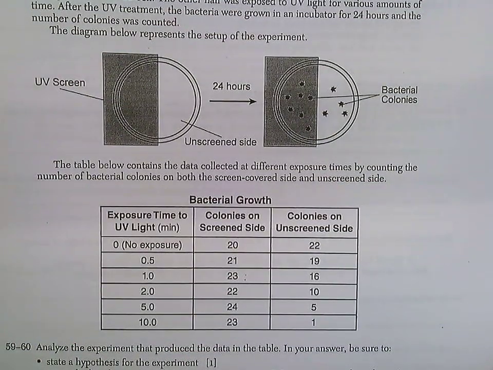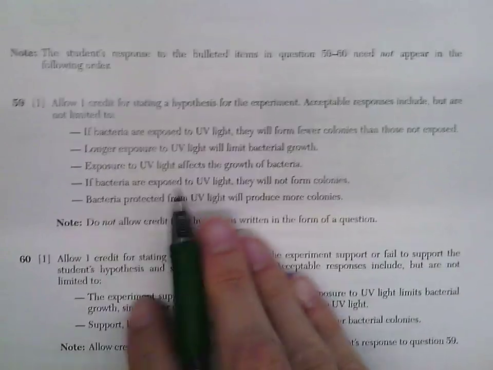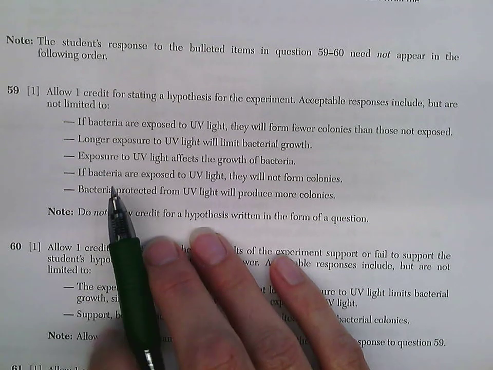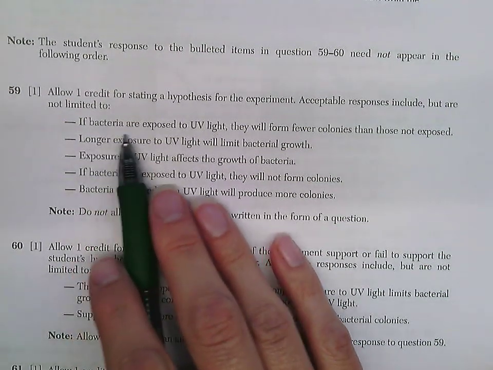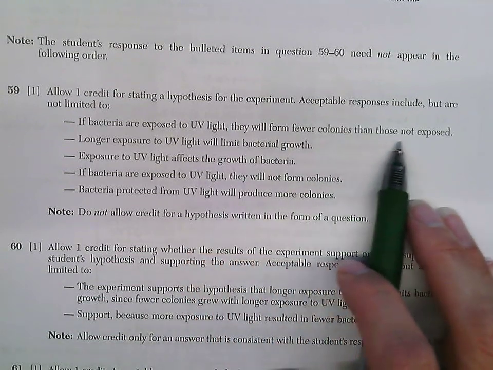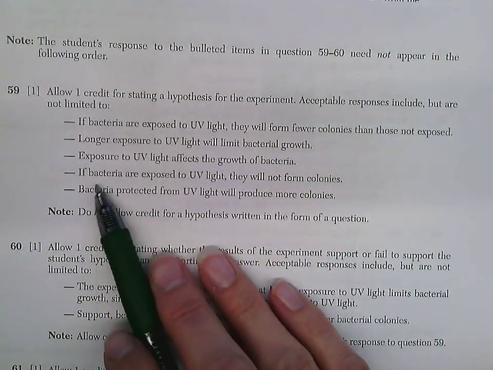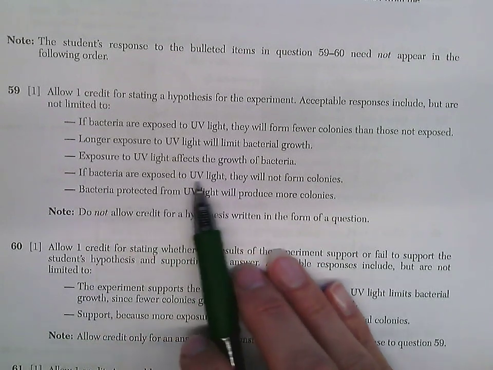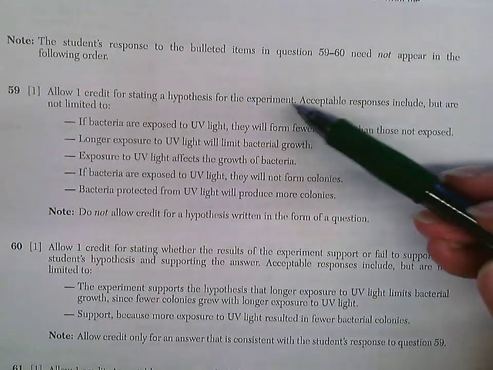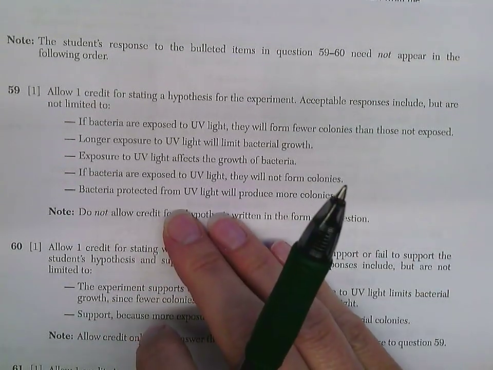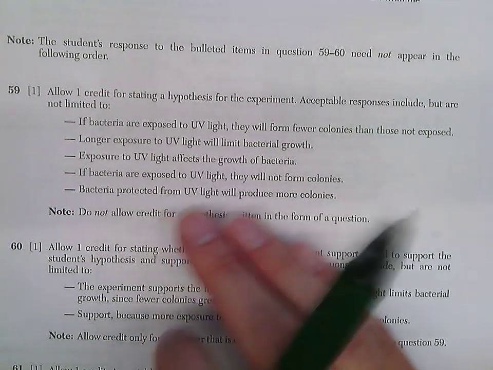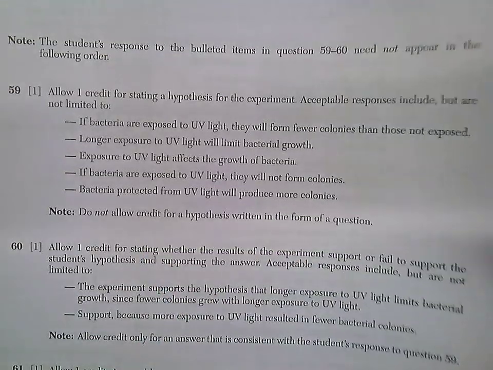So some potential ways of stating your hypothesis are shown here. The one that we practiced the most in class were the if-then ones, right? So we have, if bacteria are exposed to UV light, then they will form fewer colonies than those that are not exposed. Here's another if-then: if bacteria are exposed to UV light, then they will not form colonies. All these things are okay, but in general you want to tell me what will happen or what will not happen to bacterial growth because of the UV light.